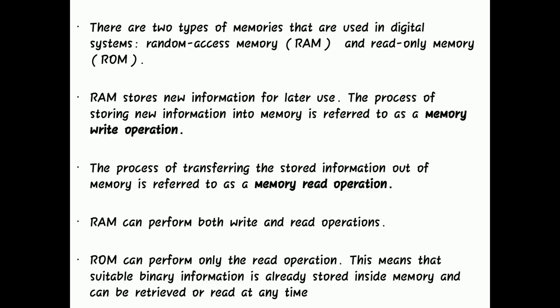So this random access memory, which is one of the volatile memories, includes two operations: memory write operation and memory read operation. As you can see, two points here. The process of storing new information into a memory is referred to as memory write. The process of transferring this stored information out of a memory is called the memory read operation. So memory is in between input and output. From input I transfer data to the memory unit, that is the write operation.